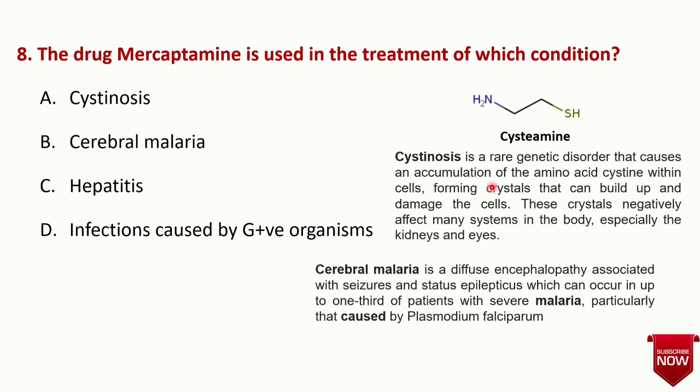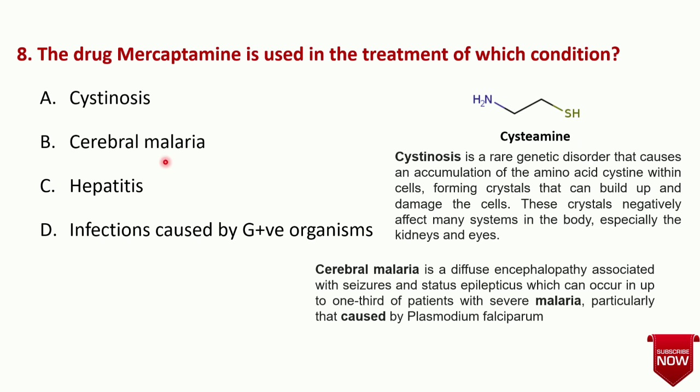And cystinosis is a rare genetic disorder that causes an accumulation of the amino acid cysteine within cells. That's why the name cystinosis came. It forms crystals that can build up and damage the cells. So these crystals negatively affect many systems in the body, especially the kidneys and eyes.